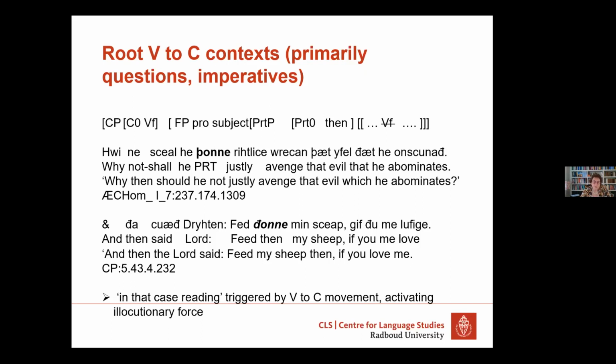So what you see is that the particle in Old English is in what we can presume to be this middle field particle phrase, yielding the in that case reading rather than a reading in the direction of temporal adverb. The assumption, moving to the bottom of the slide, is that in that case, reading is triggered in context with V2C movement, and that V2C movement activates the illocutionary force of the clause, question and imperative in this case.